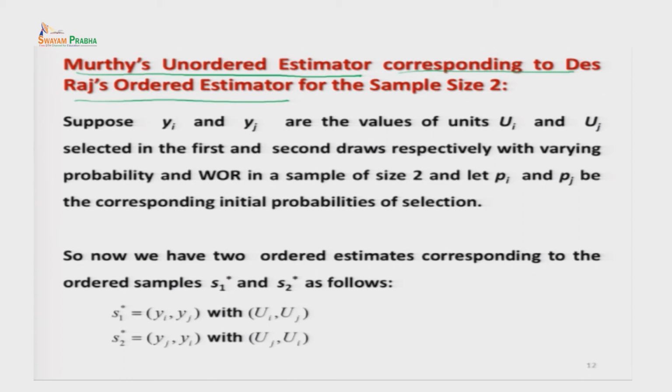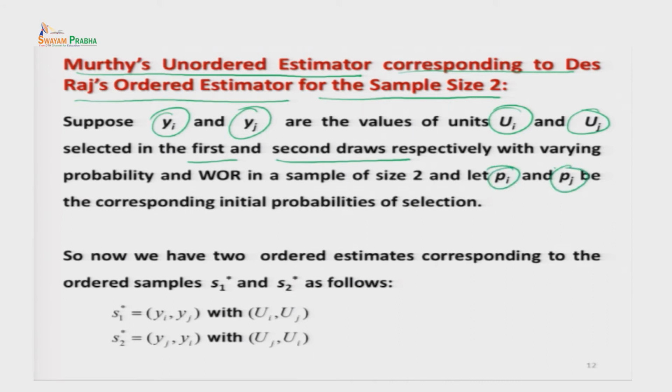So now we consider Murthy's unordered estimator corresponding to the Des Raj ordered estimator for a sample of size 2 only. Let small yi and small yj be the values of the units capital Ui and capital Uj, which are selected in the first and second draws respectively. And whatever values we have selected, small yi and yj, they have the initial probabilities small pi and small pj, the corresponding initial probabilities of selection. We had discussed this earlier also.